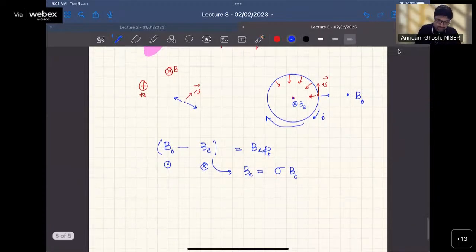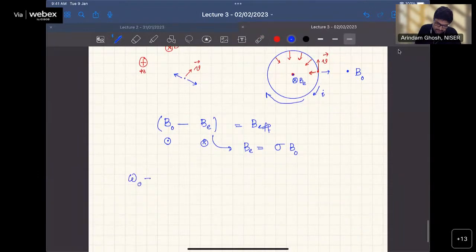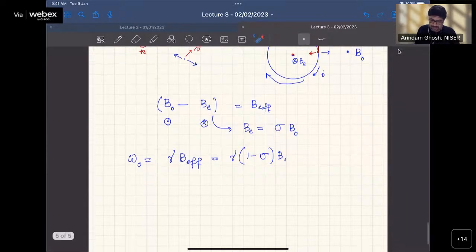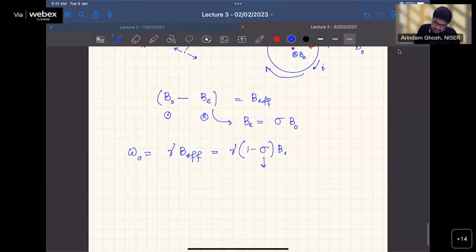As a result, we often write that omega 0 is actually gamma times B effective, because the nucleus is not seeing the entire B0, but its effective screened one, and that is gamma times (1 minus sigma) times B0. This expression is used for chemical shift. So this 1 minus sigma is because it is B0 minus sigma B0, because BE is proportional to that. And this is called the chemical shift.